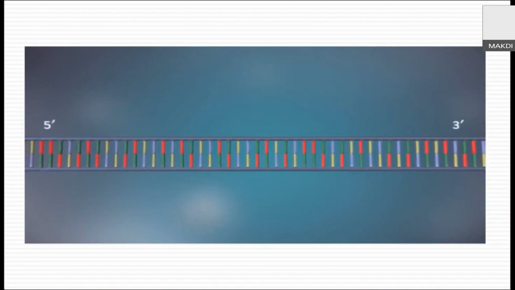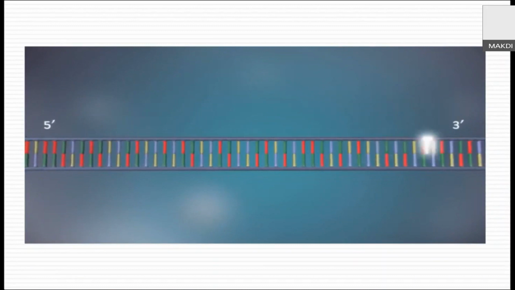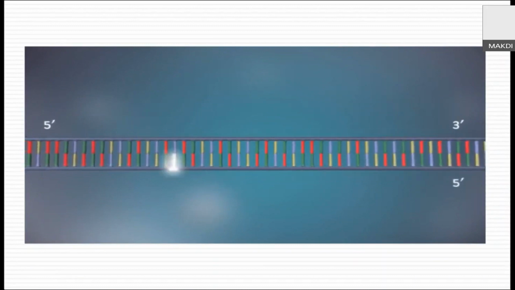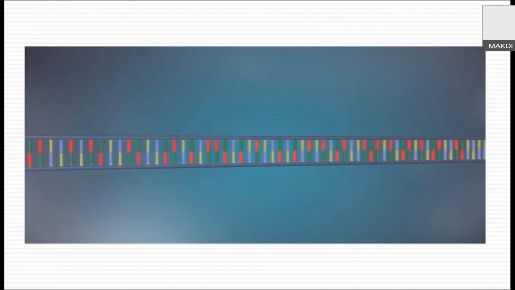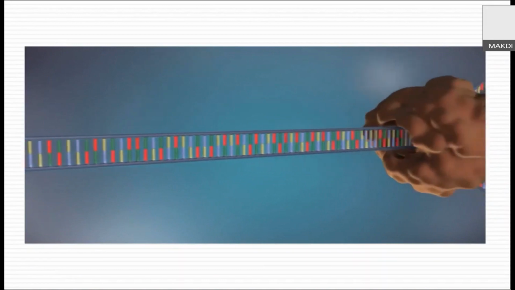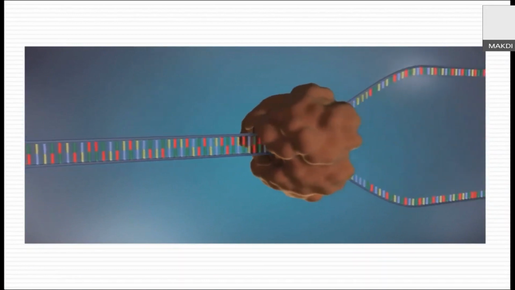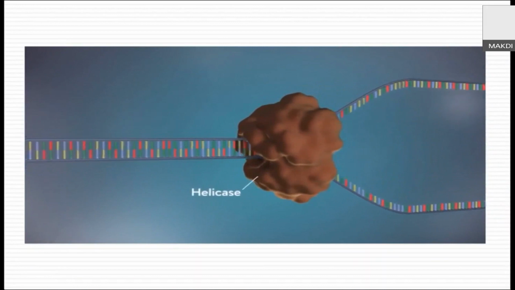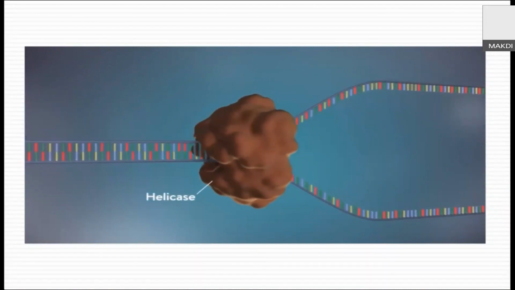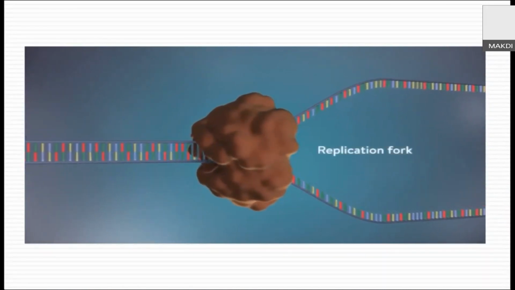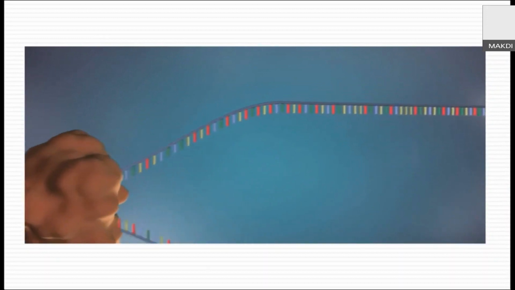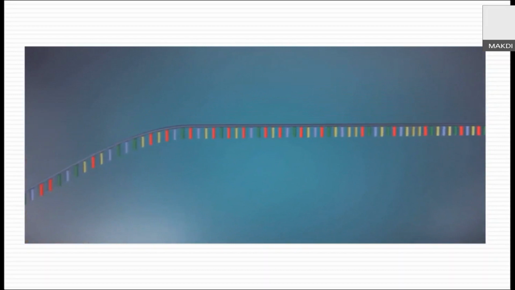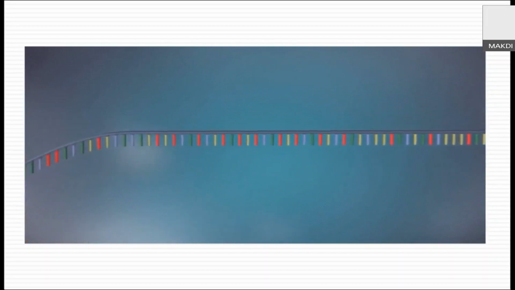Each strand has a 5' end and a 3' end. The two strands run in opposite directions. This determines how each strand of DNA is replicated. The first step in DNA replication is to separate the two strands. This unzipping is done by an enzyme called replicase and results in the formation of a replication fork. Like a zip, right? The separated strands each provide a template for creating a new strand of DNA.